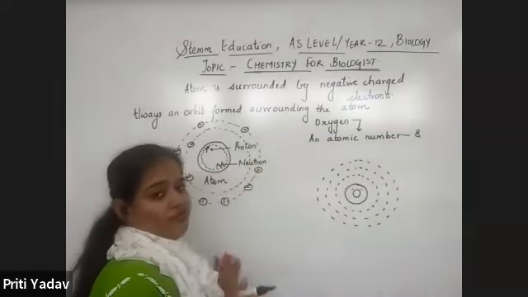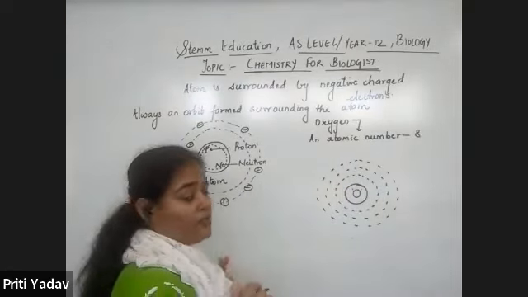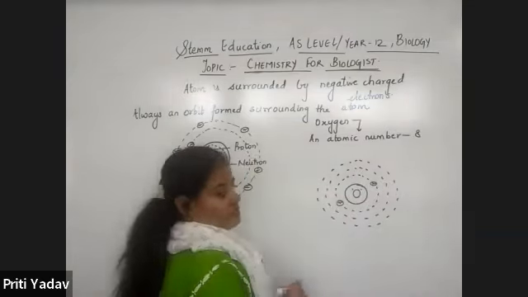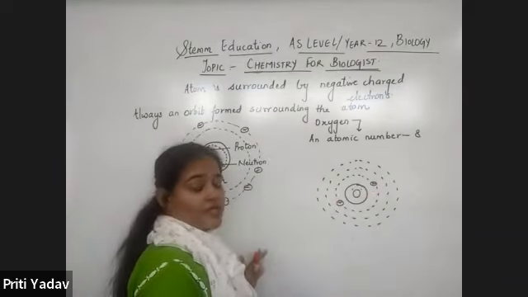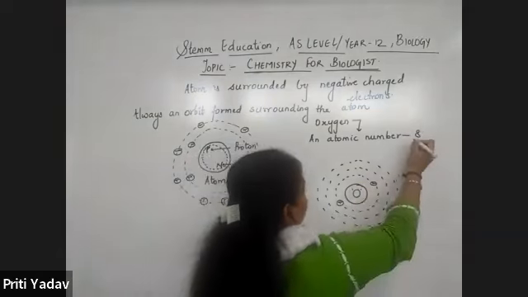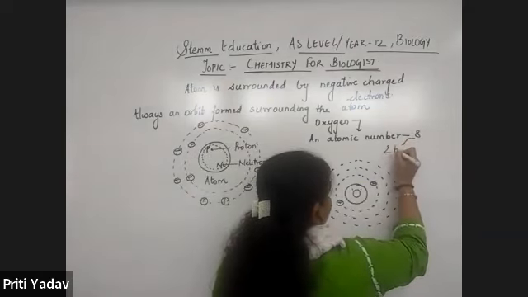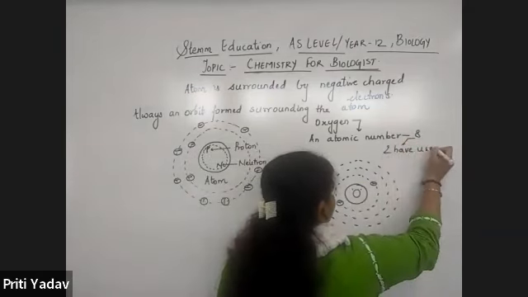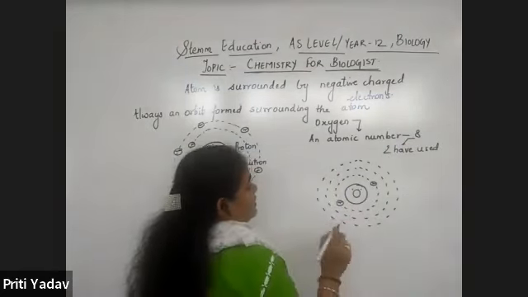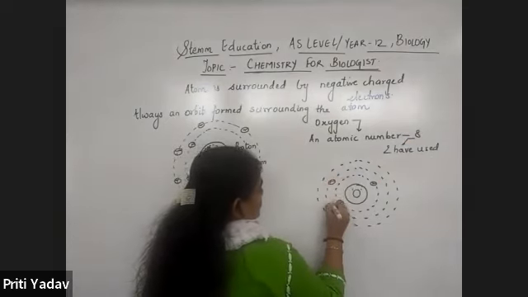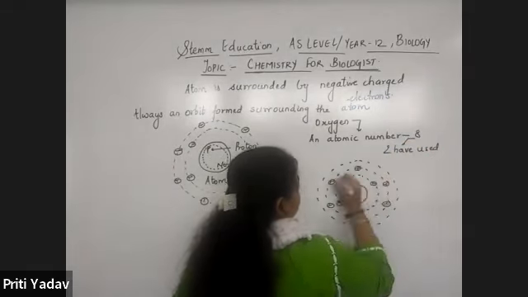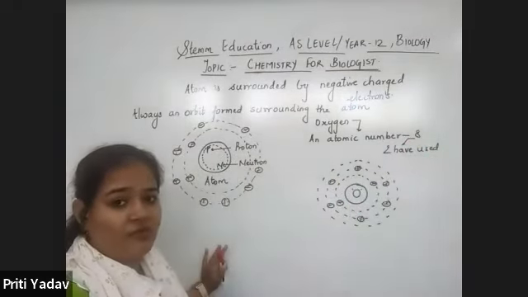As I have already told, the first shell has a tendency to hold 2 electrons. So this is 1 and 2. The next shell has 8 electrons to be held. But here the total number is 8, out of which 2 have been used. Okay? 2 have been used. So the remaining 6, you need to place 6. So this is how 6 electrons have been placed.